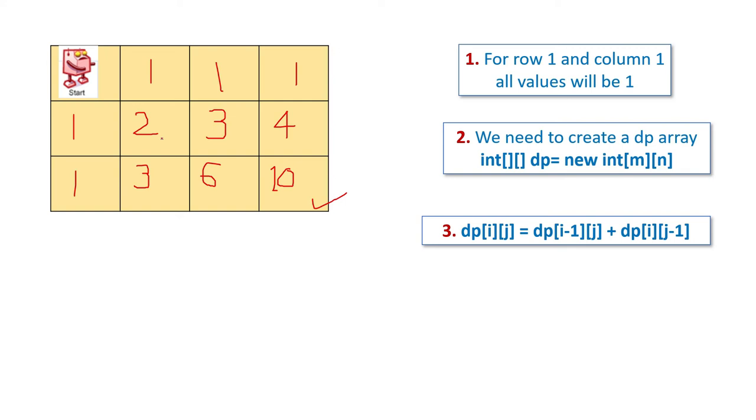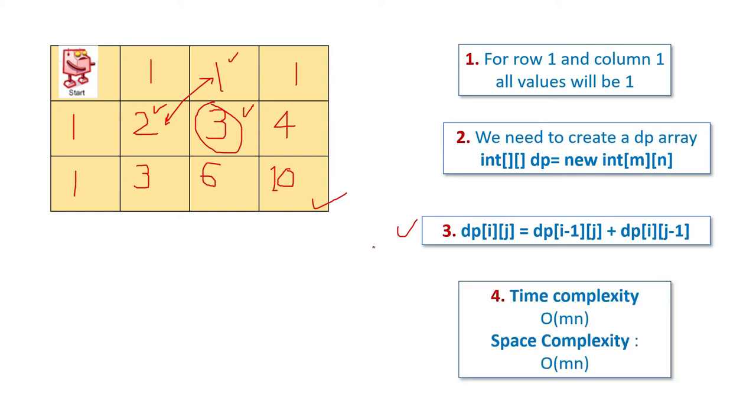Next, for a particular cell, apart from the first row or the first column, what formula do we have to apply? Suppose at this point I have to calculate the value dp of i comma j. There I have to add which ones? dp of i minus 1 j, this one, and dp of i j minus 1. So these two we have to add together to get this value. So that is the formula: dp of i j equals dp of i minus 1 j plus dp of i j minus 1.